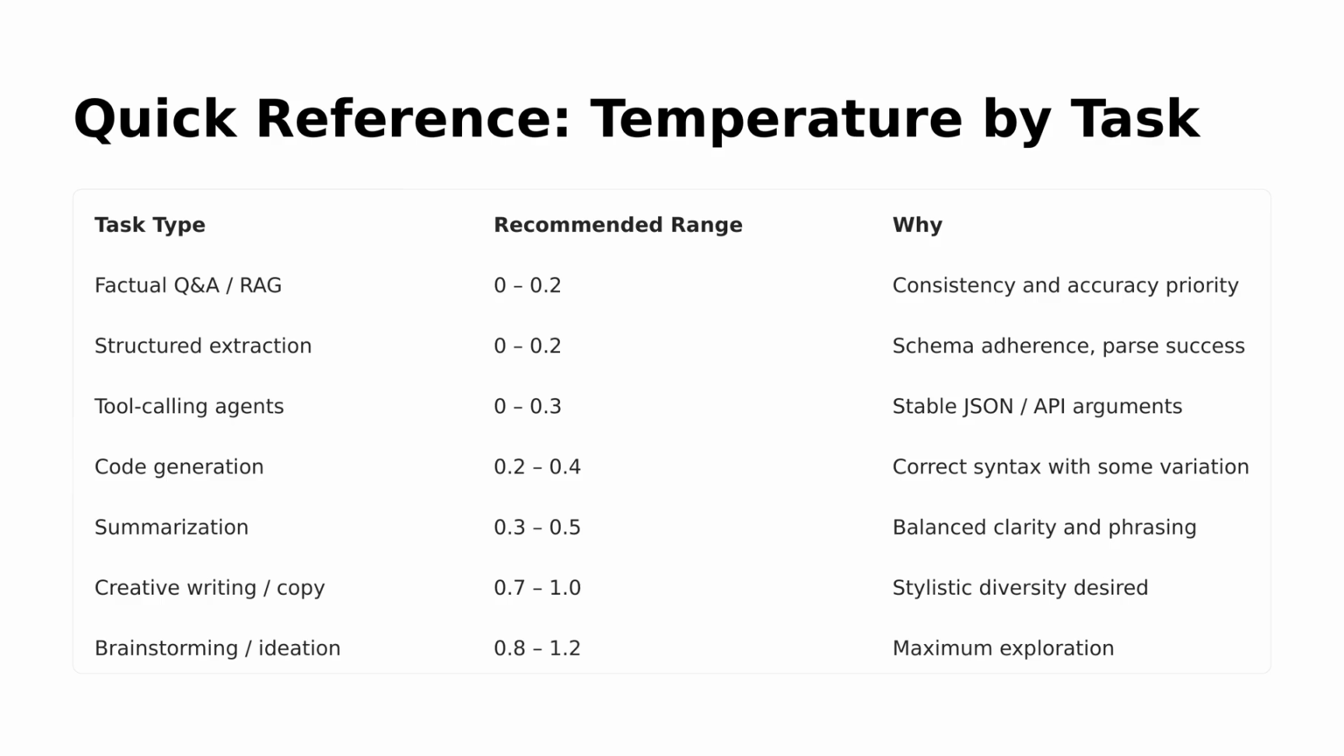Here's a quick temperature cheat sheet by task. For factual QA, retrieval and structured extraction, keep temperature very low, around 0 to 0.2, for consistency, accuracy, and reliable parsing. Tool calling agents also stay low for stable JSON and API arguments. Code generation can be slightly higher. Summarization works well in the middle. For creative writing and brainstorming, raise temperature significantly to encourage more variety, originality, and exploration.